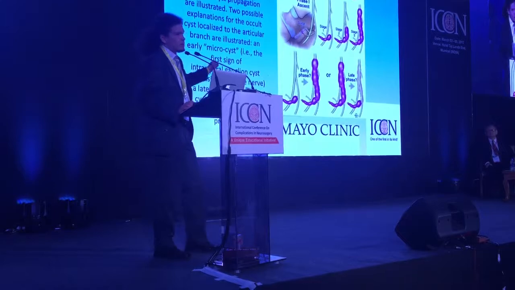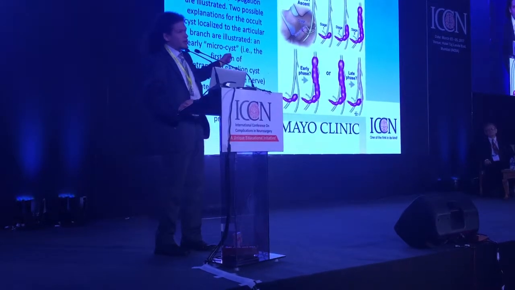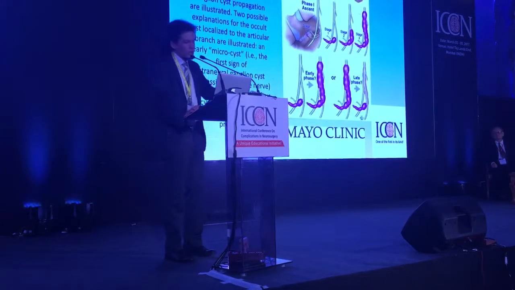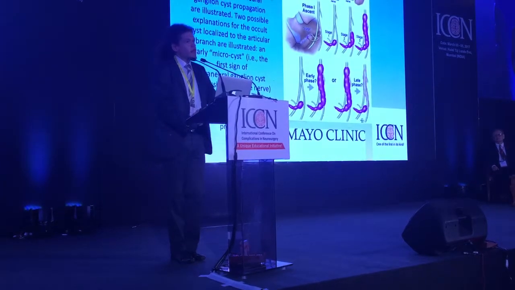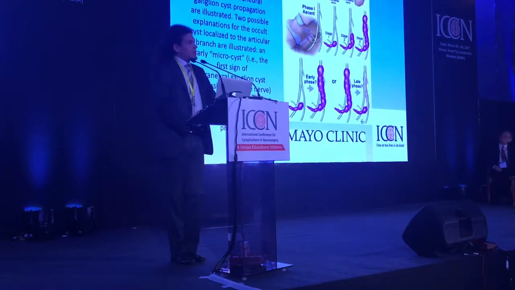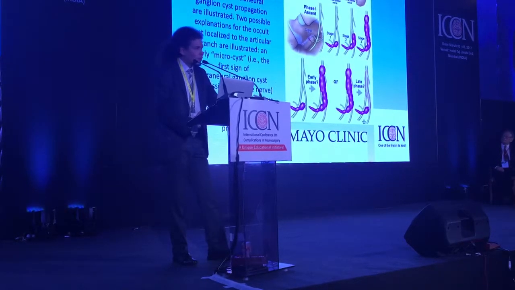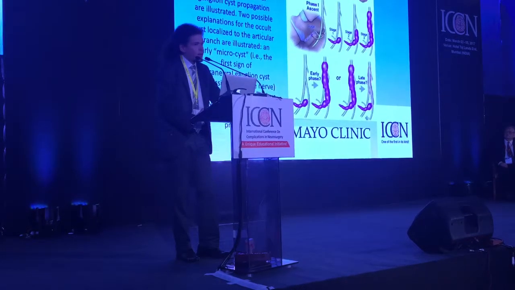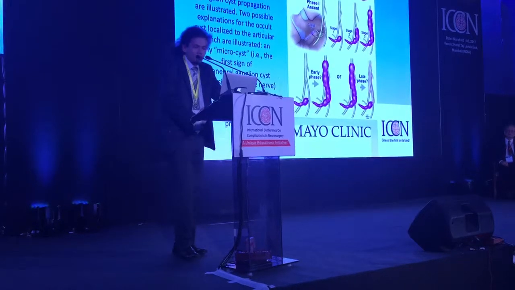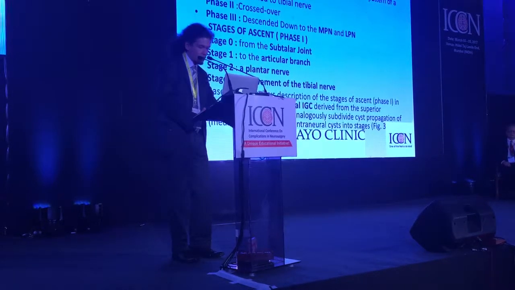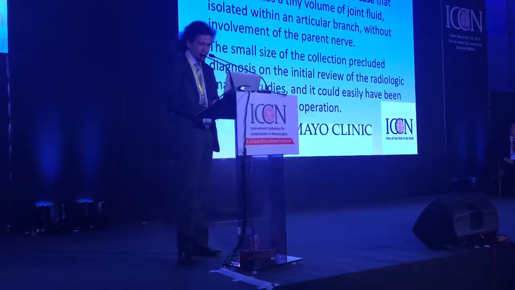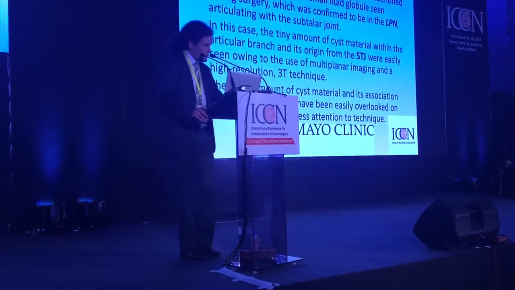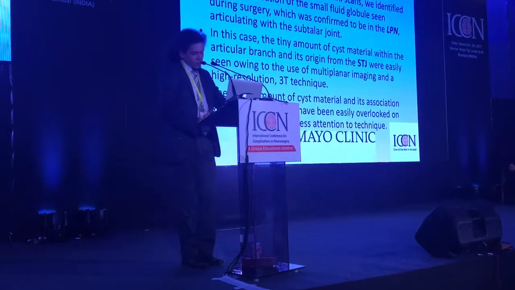Stage 0 is just beginning from the joint. Stage 1 is going to the articular branch. Stage 2 goes to the medial or lateral plantar nerves, and stage 3 goes to the parent nerve. The main discussion in this case is whether this cyst is an early component of a cyst that hasn't formed yet, or a remnant of a previously occurred cyst, which we cannot know clearly. And this is the life cycle of ICGs. So the question is, is this the early form of a not yet formed cyst, or a remnant of a previously formed cyst?